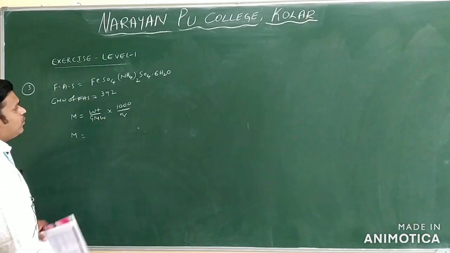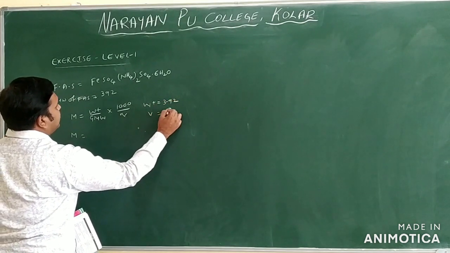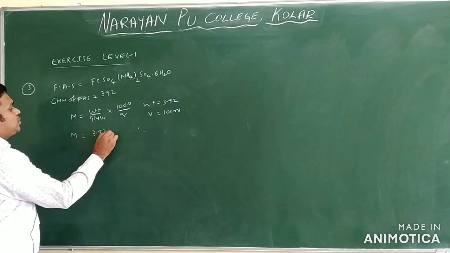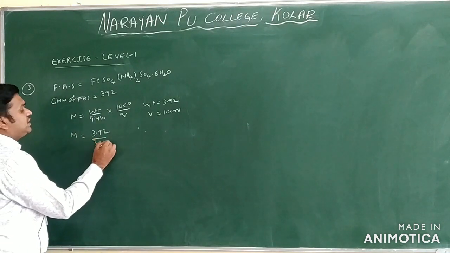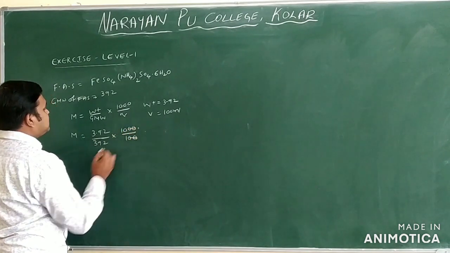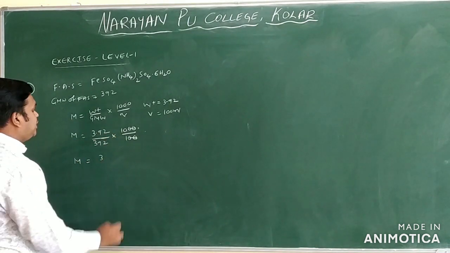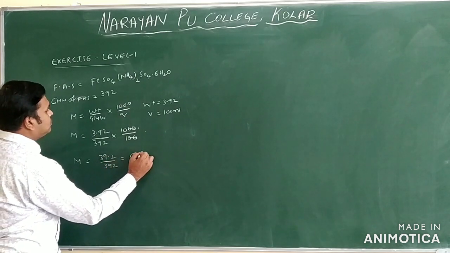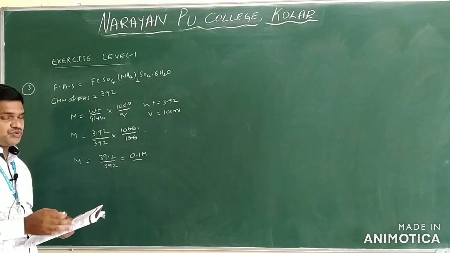The weight given is 3.92 and the volume given is 100 ml, which they want to prepare first. The gram molecular weight of ferrous ammonium sulfate is 392. So M is equal to 3.92 into 1000 by 100; the zeros cancel here. If you multiply 3.92 with 10, you get 39.2 by 392, that is equal to 0.1 M. This is the molarity of the solution we first have to prepare.